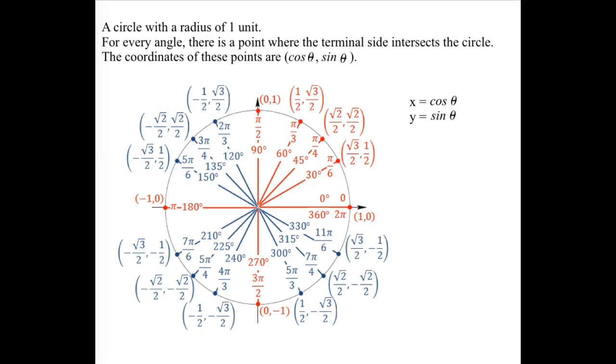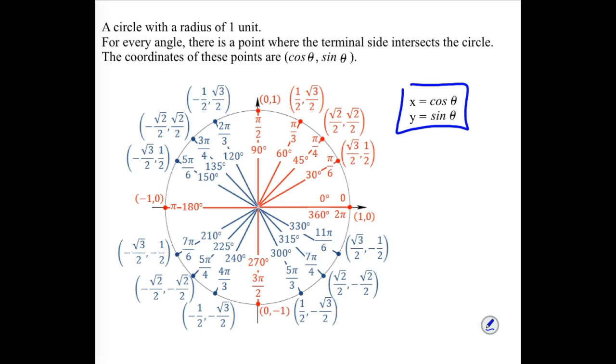So a unit circle is a circle that has a radius of 1 unit. For every angle, there is a point where the terminal side of the angle intersects the circle. The coordinates of these points are cosine theta and sine theta. In other words, x would be your cosine value and y would be your sine value.